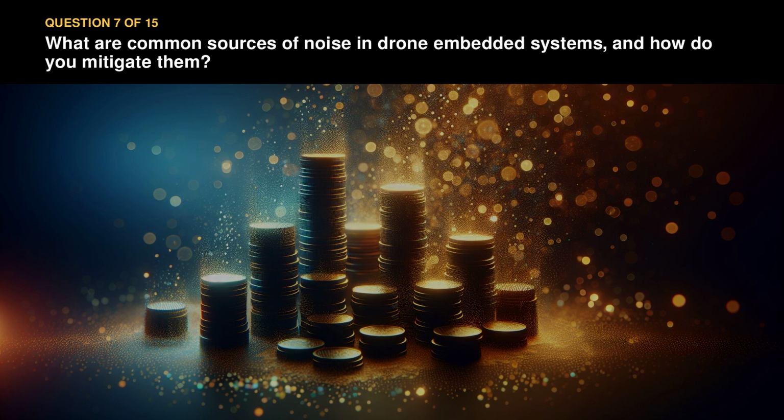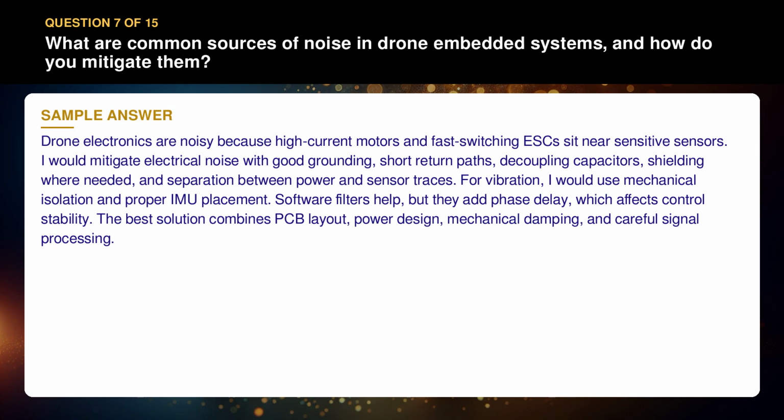Question 7. What are common sources of noise in drone embedded systems, and how do you mitigate them? Drone electronics are noisy because high current motors and fast-switching ESCs sit near sensitive sensors. I would mitigate electrical noise with good grounding, short return paths, decoupling capacitors, shielding where needed, and separation between power and sensor traces. For vibration, I would use mechanical isolation and proper IMU placement.